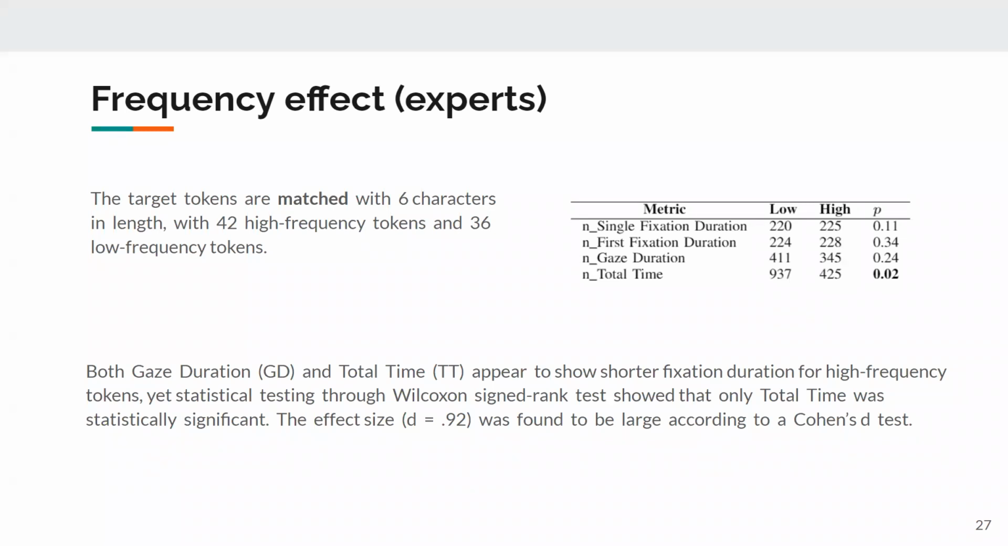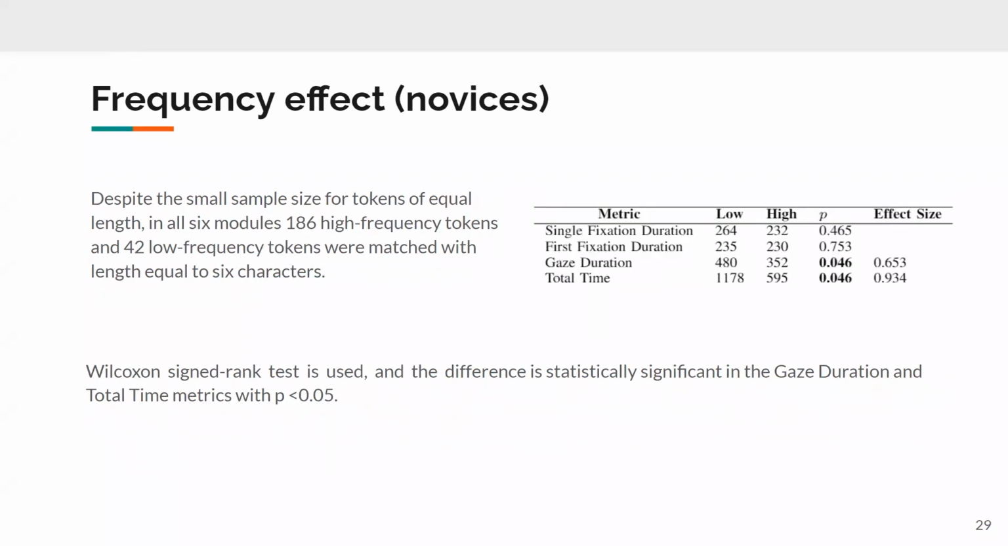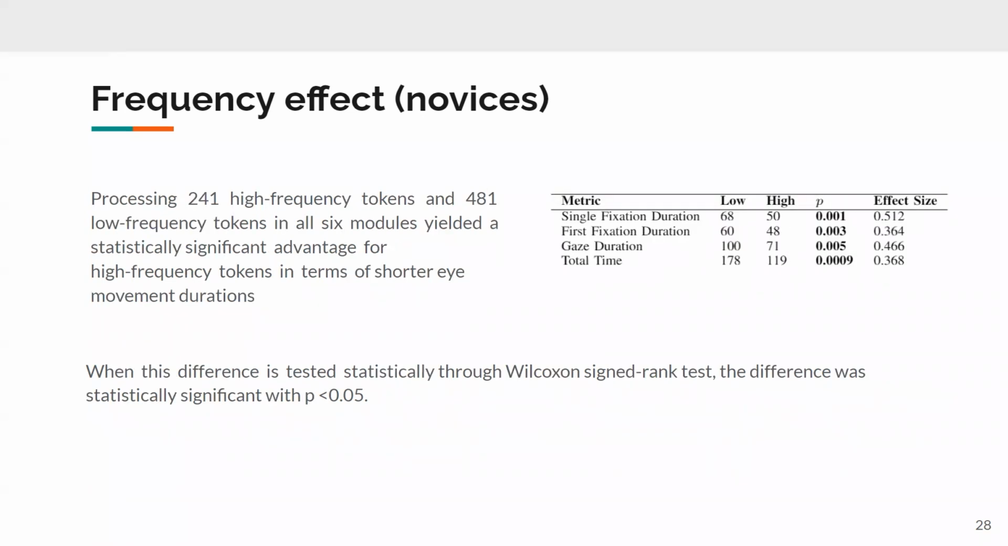Similarly, for novices, looking at 186 high-frequency tokens and 42 low-frequency tokens that were matched with 6 characters in length, we find a statistically significant difference or advantage for high-frequency tokens in gaze duration and total time. When we normalize tokens by division, we are able to include a higher number of tokens, resulting in statistically significant advantage for high-frequency tokens in all metrics.